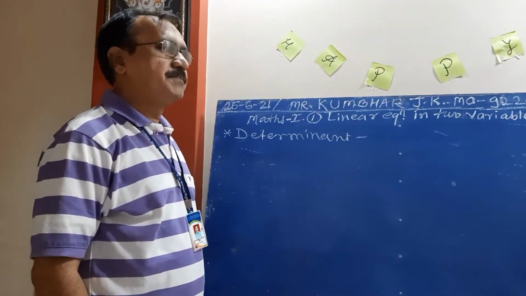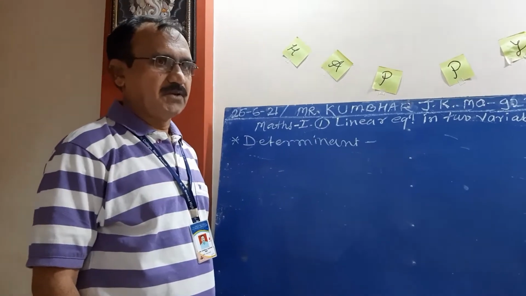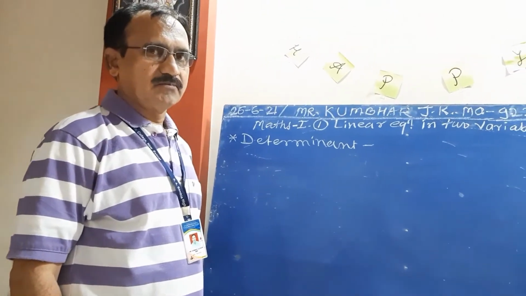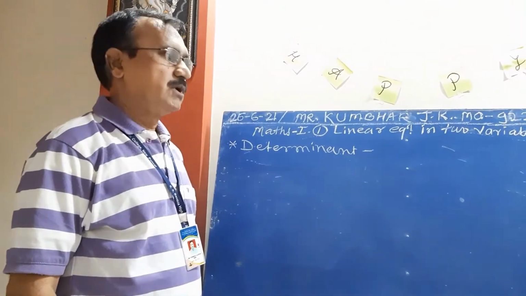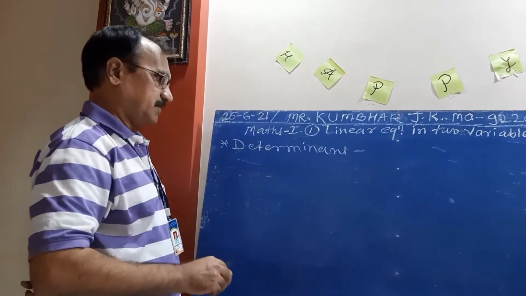Yesterday we have seen the graphical method for solving the simultaneous equation. After watching this video, you can try to solve practice set 1.2. Now we are going to learn the next point, that is determinant.